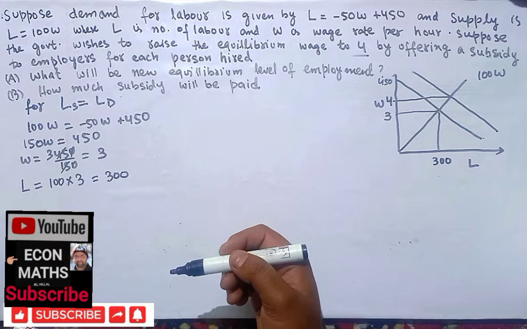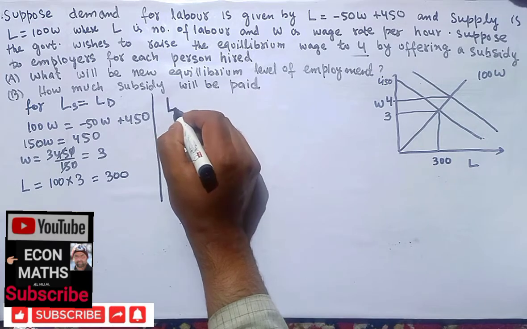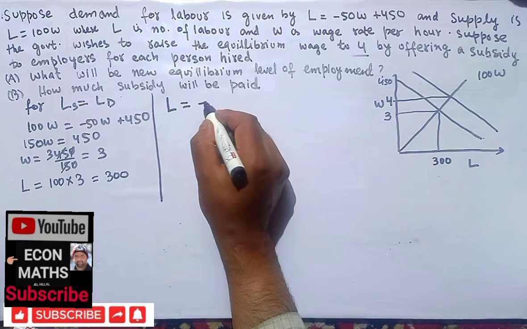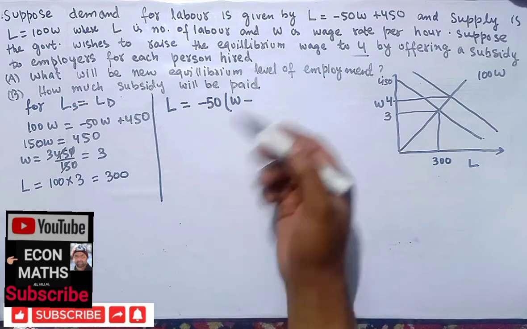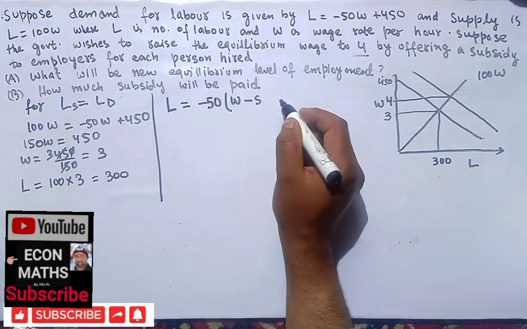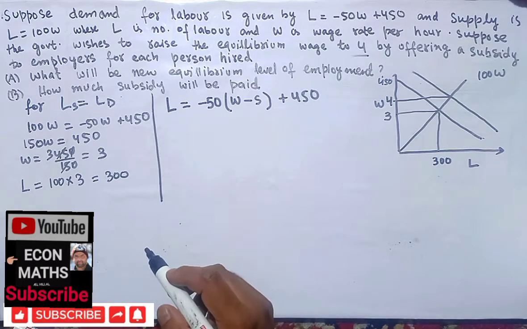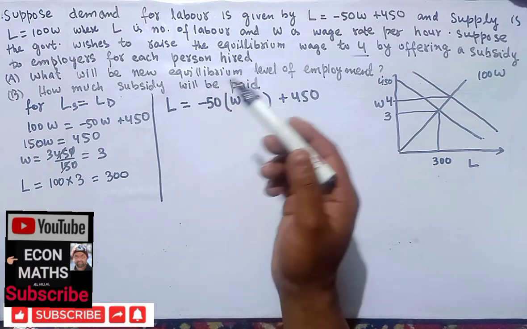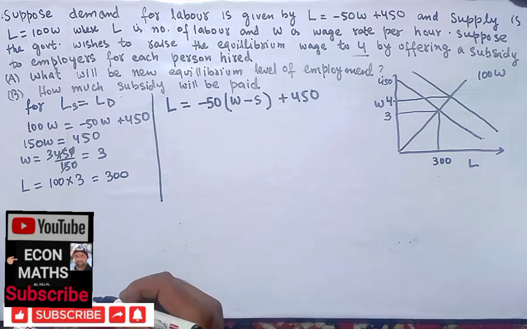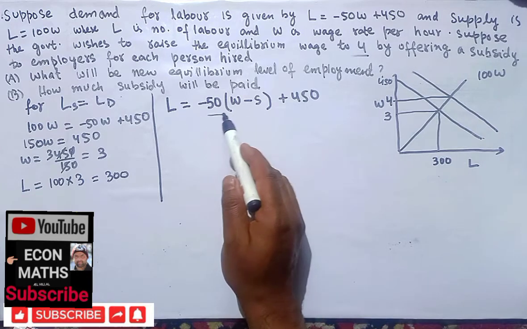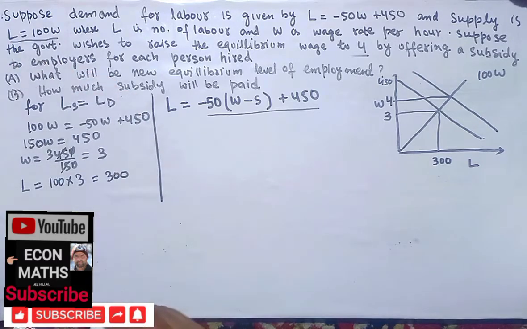For that, what will we do? Our new labor demand curve would be -50 times (W minus the subsidy given, which I will denote by S) plus 450. This is the new labor demand when the government is offering a subsidy of S. So we will equate this new labor demand with the supply curve, that is L = 100W.